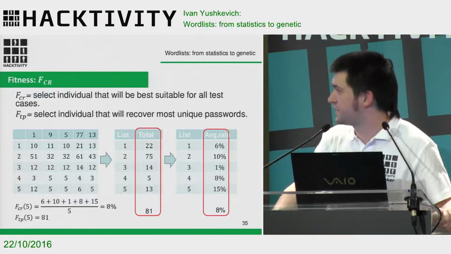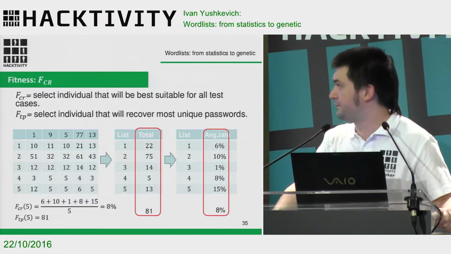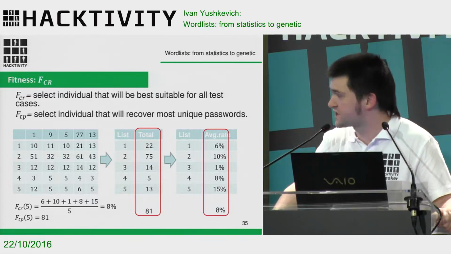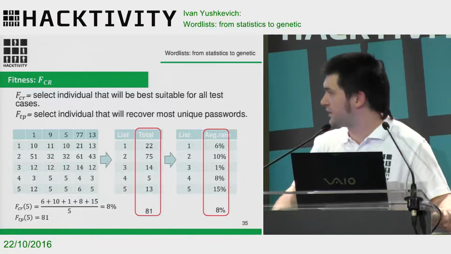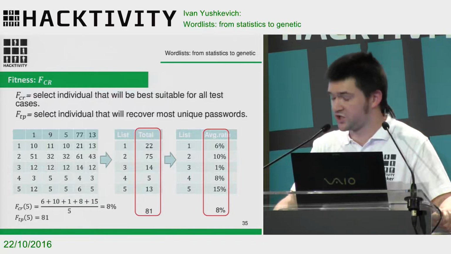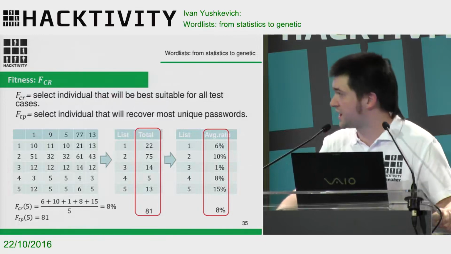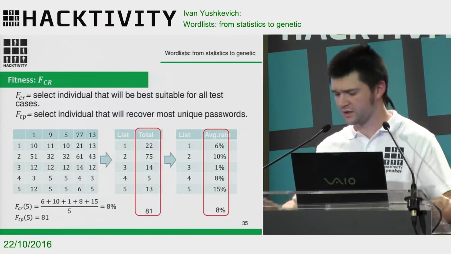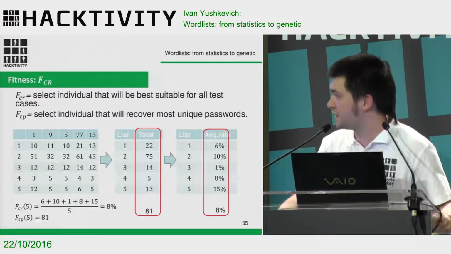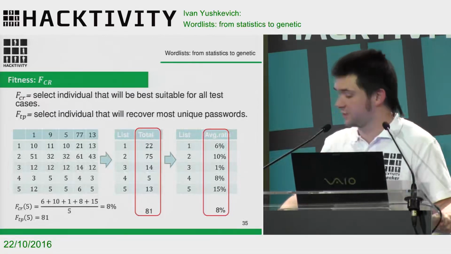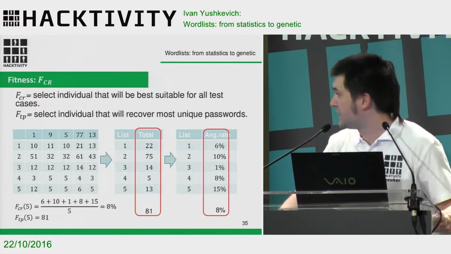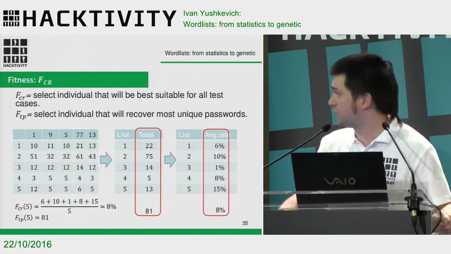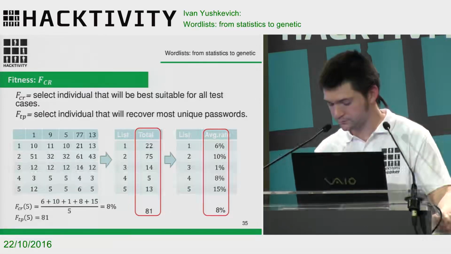So how does it look on paper? On the left side of the table, in the columns, you can see the chromosome with the set of dictionaries. And in the rows, how many passwords each dictionary can crack from each hash list. So we can combine these values and calculate that the total passwords that can be recovered with this chromosome is 81, and the average crack rate is about 8%.